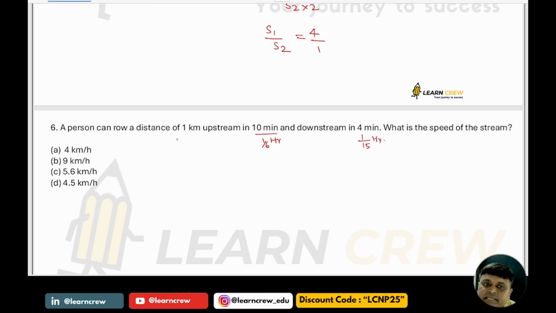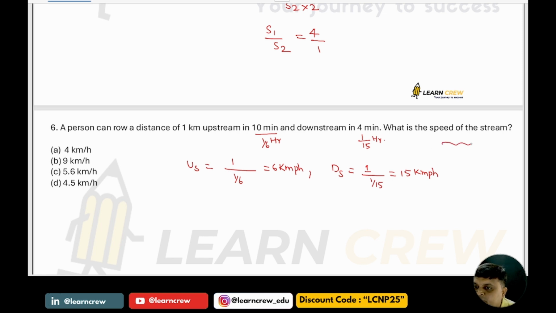Okay, so 1 kilometer is traveled in how much time? 1 by 6 hour. Thereby the upstream speed would be upstream distance by upstream time. So 6 kilometer per hour is the upstream speed. Similarly, downstream speed is 1 kilometer in 1 by 15th hour, so 15 kilometer per hour is the downstream speed. Downstream speed and upstream speed we have got.